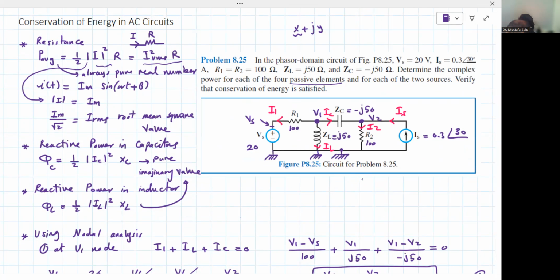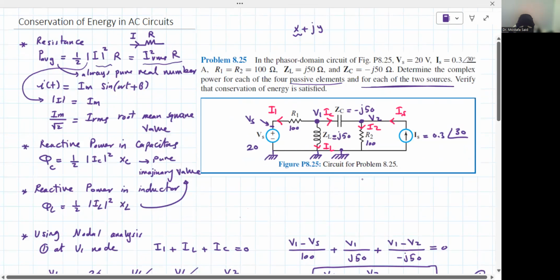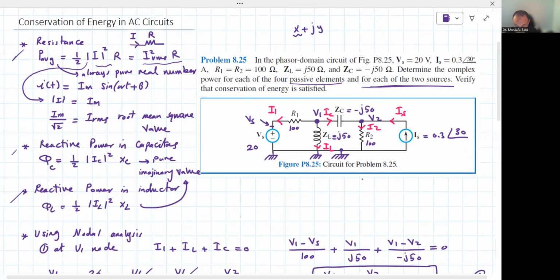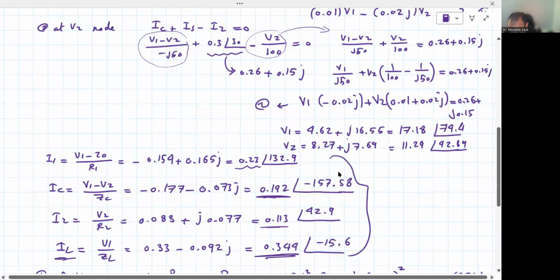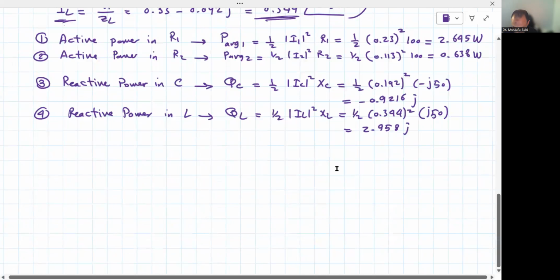Okay. Then calculate for each of the two sources. Oh, we didn't touch upon that. I showed here only how to calculate the power in the passive elements, resistance, inductor or capacitor. I didn't show you how to find the power through a source. Okay, it's also simple.